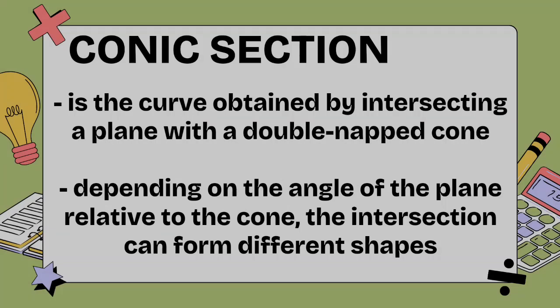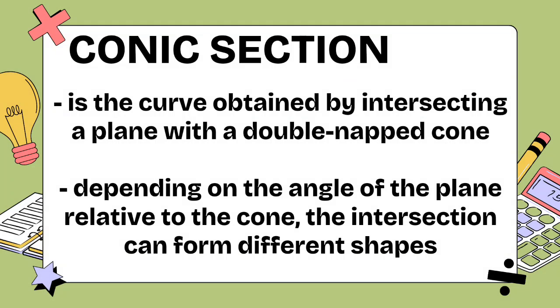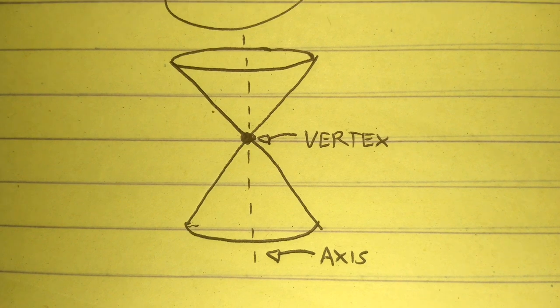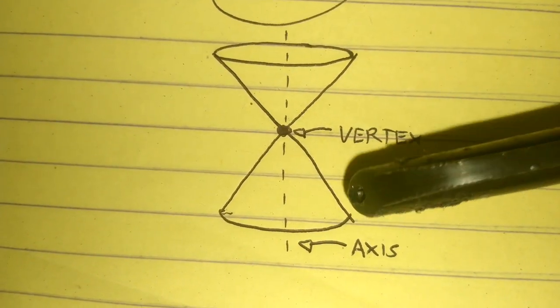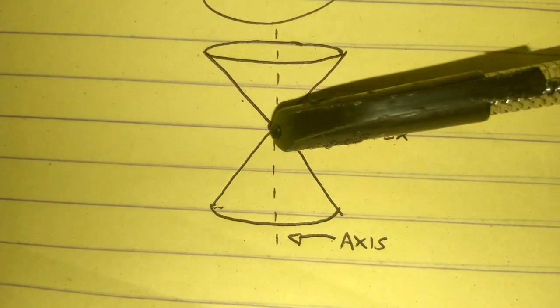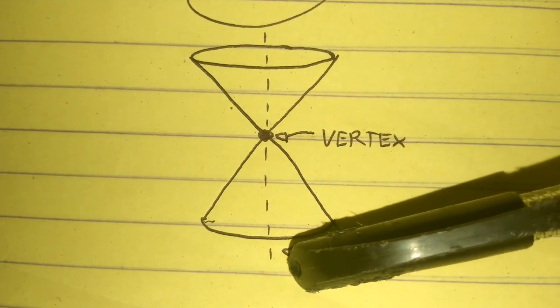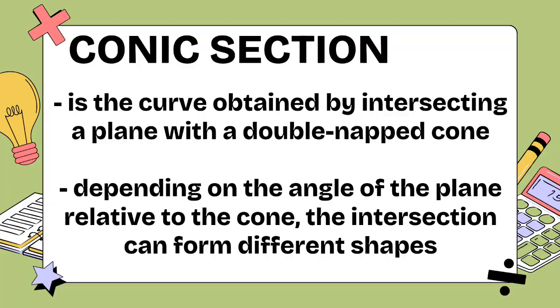So, what is conic section? Conic section, according to definition, is the curve obtained by intersecting a plane with a double nap cone. So here is an illustration of a conic section with its parts. These two are the nap cones, and here is the vertex of it, and here is the axis of the cone.